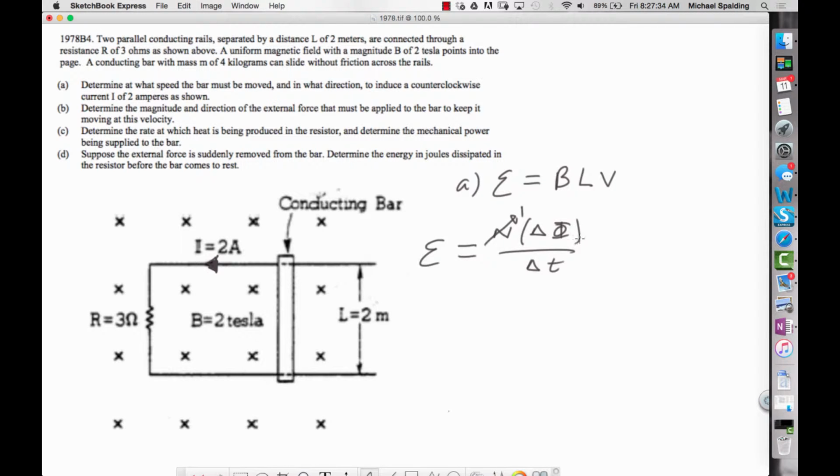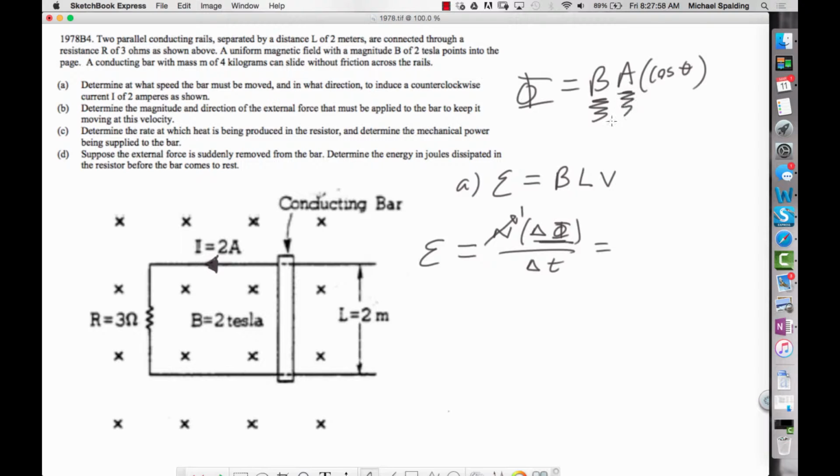1. Now, in this problem here, what's changing the flux? Well, there's an equation for flux: B, A, cosine theta. So what is changing the flux here? Is the magnetic field changing? In this problem, is there a change in this magnetic field? No, the magnetic field is staying constant at 2 Tesla.